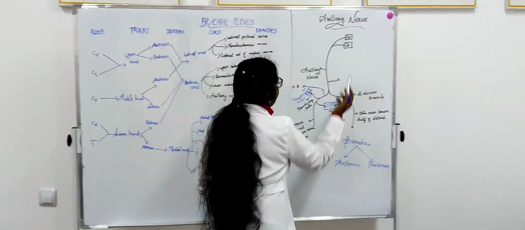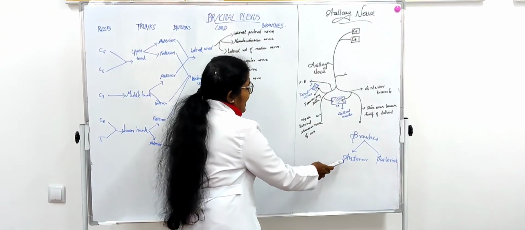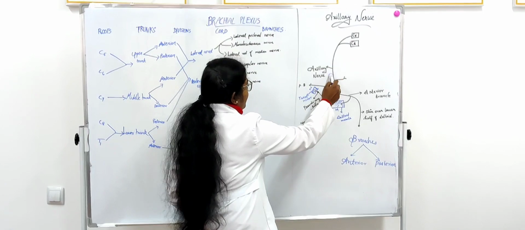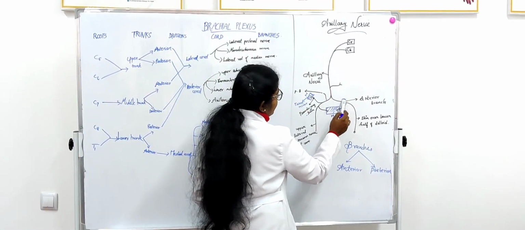Next we have the axillary nerve. The root value for the axillary nerve is C5 to C6. It has 2 branches, the anterior and the posterior. First it enters the axillary region, and it gives 2 branches: this is the posterior branch, and this is the anterior branch.